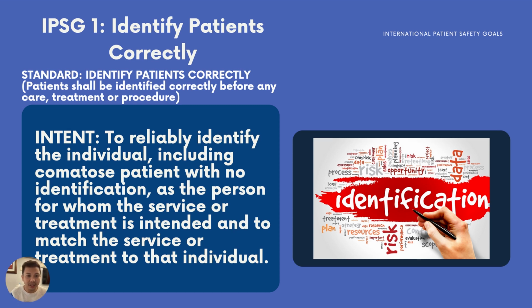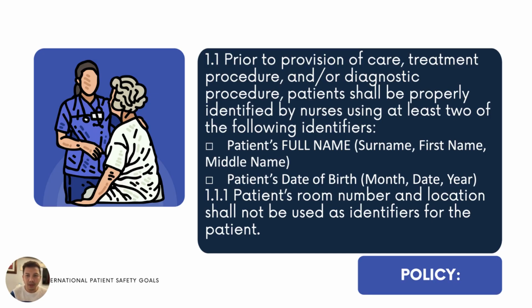So the intent of this one is to reliably identify the individual, including comatose patients with no identification, as the person for whom the service or treatment is intended, to match the service or treatment to that individual. As part of our IPSG number one, we should have at least two of the following identifiers. Our first identifier is the patient's full name, and the second one is the patient's date of birth.